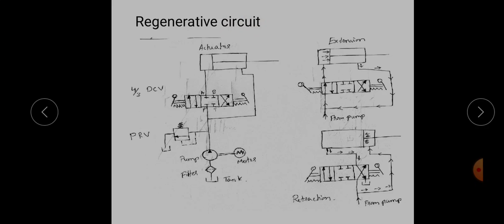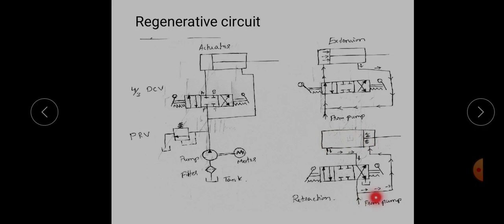So if you come to the second stroke, that is the retraction stroke. This is the neutral position, this is the extension position, this is the retraction position. Earlier we discussed the extension position. Now this is the retraction position. The liquid coming from the pump comes here. You can see there is no connection here in the DCV. So the liquid will be transmitted through this regenerative connection line, and it will pressurize the piston in the opposite direction. That is the retraction stroke taking place.